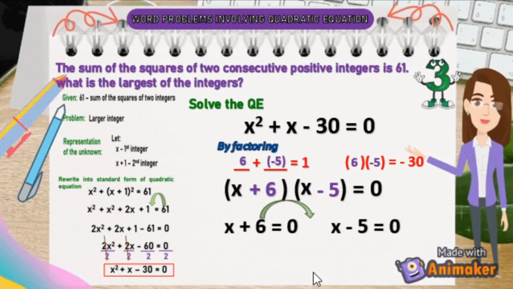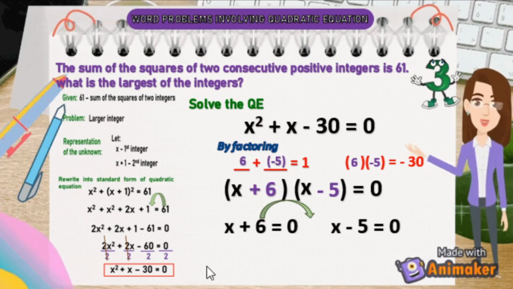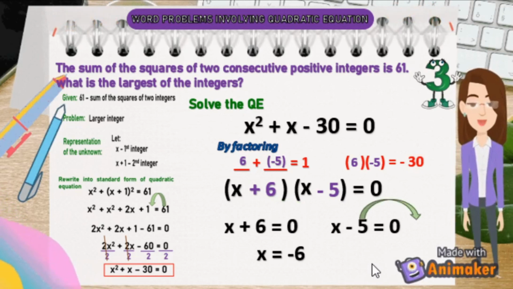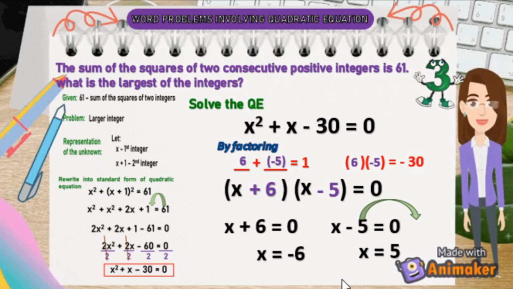Transpose, or the addition or subtraction property of equality. So, transpose 6, and we will have negative 6. And on the other side, transpose negative 5, and we will have positive 5. So, again, we obtain two solutions, negative 6 and 5.